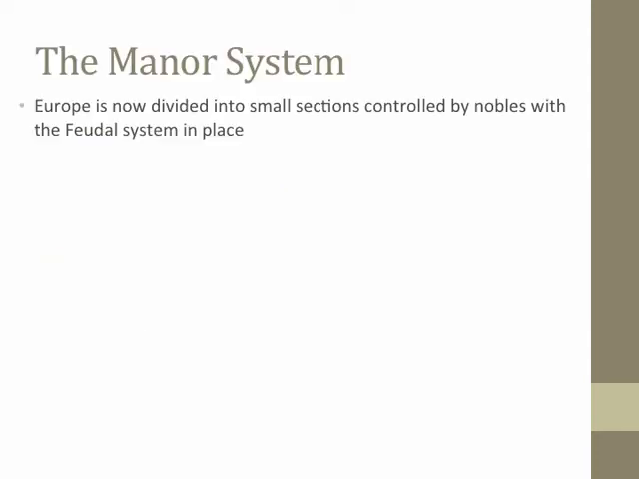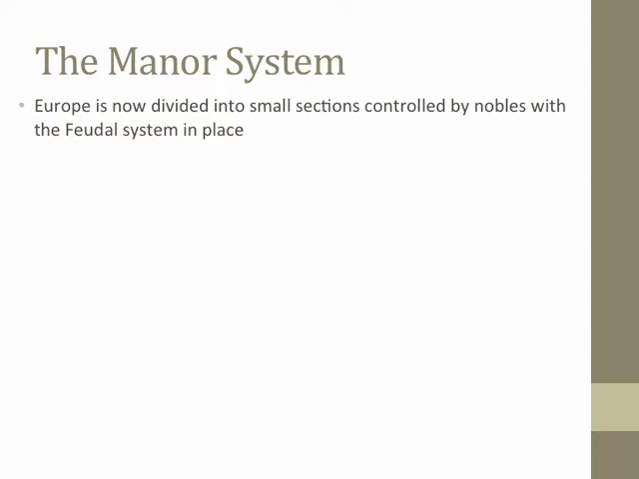So, manor system. Now that we have feudalism going at full strength, you're going to have all these lords with different power and different strengths and different goals. And so you're going to have a bunch of little feudal systems going across all of Europe, since there's not one big king or one huge leader that's going to tell everybody what to do. So Europe is now divided into small sections, and they're going to be controlled by these nobles. They're going to have their feudal system in place.